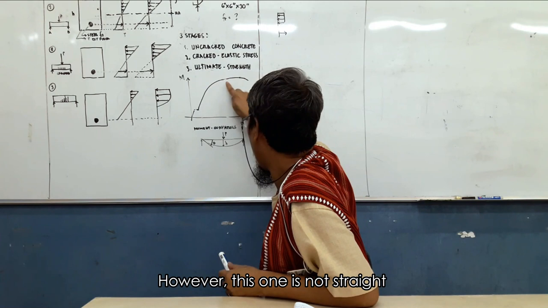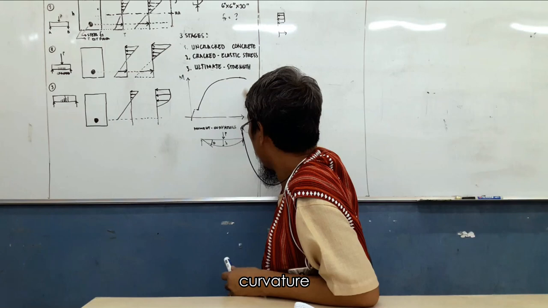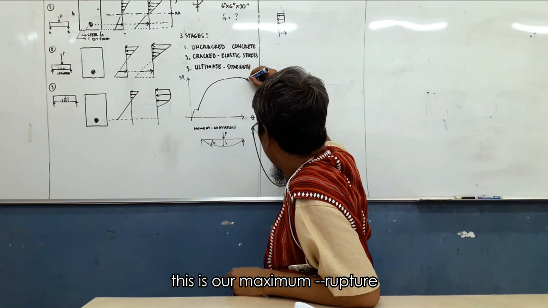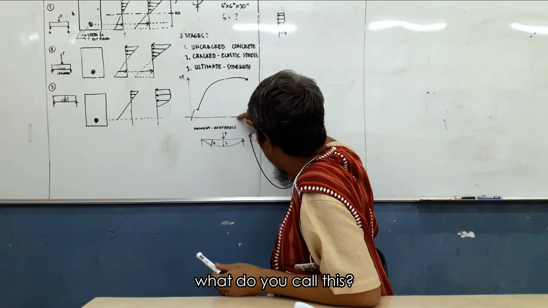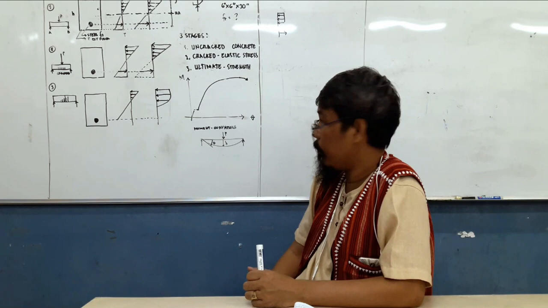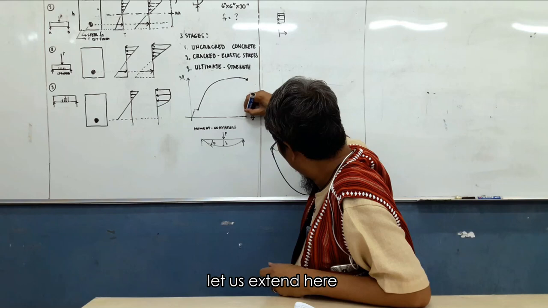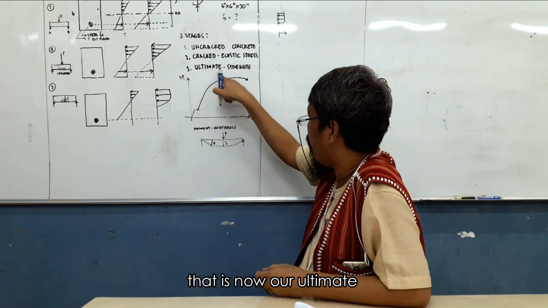However, this one is not straight. Curvature. From this point to this point. So this is our maximum rupture. So this is our one. From this point to this point. Ultimate meaning maximum. The maximum point here. Then that's one. Extend here. From this point to this point, maximum. So that is now our ultimate strength. Okay?